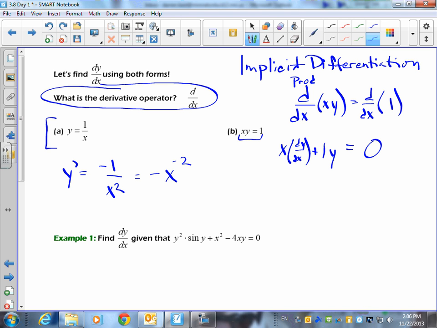We do not. dy dx is here. If I'm going to find dy dx, the typical command find means solve for. What should I do? Solve for dy dx. What do I need to get rid of? Get rid of the y. That leaves me with x times dy dx equals negative y. Now what? Divide by x, so I get dy dx equals negative y divided by x. And of course, the answer we got for B is the same as the answer we got for A, right?